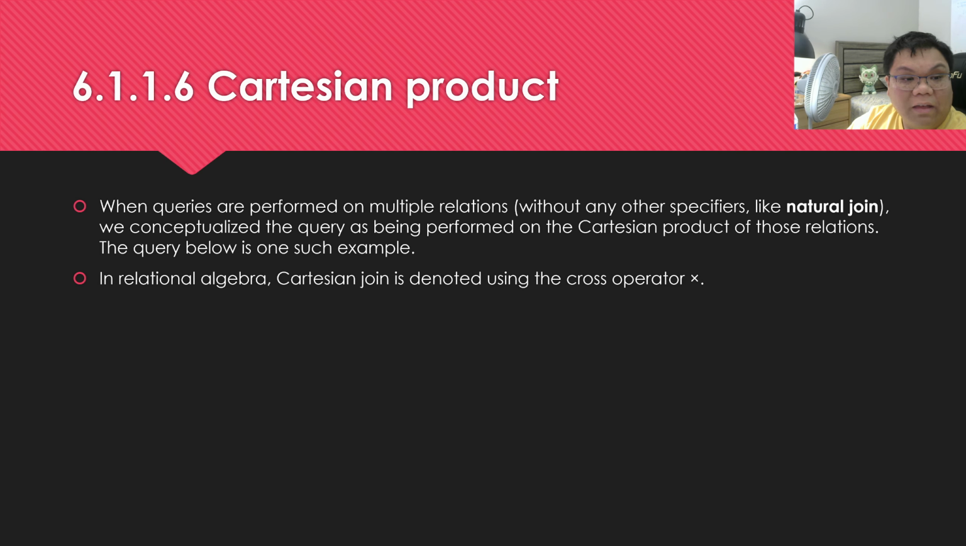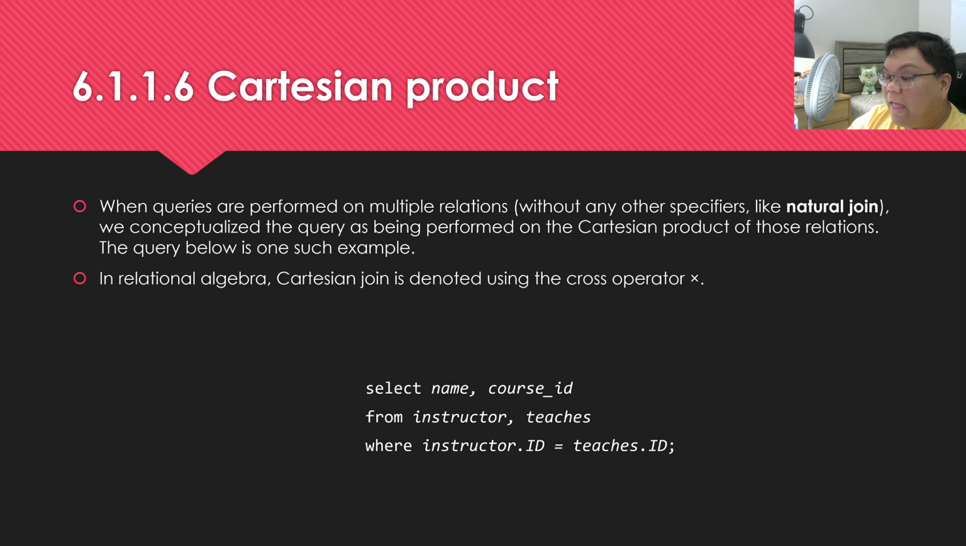Cartesian product. This is the operation where we take rows from two different tables and produce every possible combination that can exist. When queries are performed on multiple relations, we're not going to consider natural join for now. We conceptualize the query as being performed on the Cartesian product of those relations, and we denote Cartesian product using the cross operator. And here's an example of one such query.